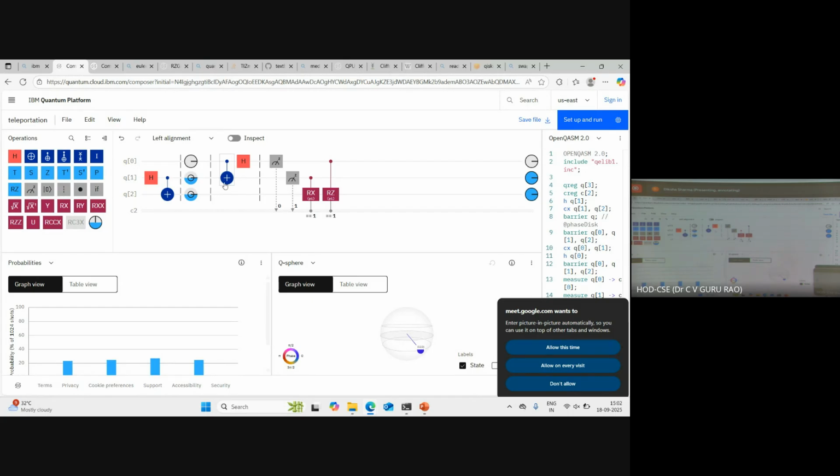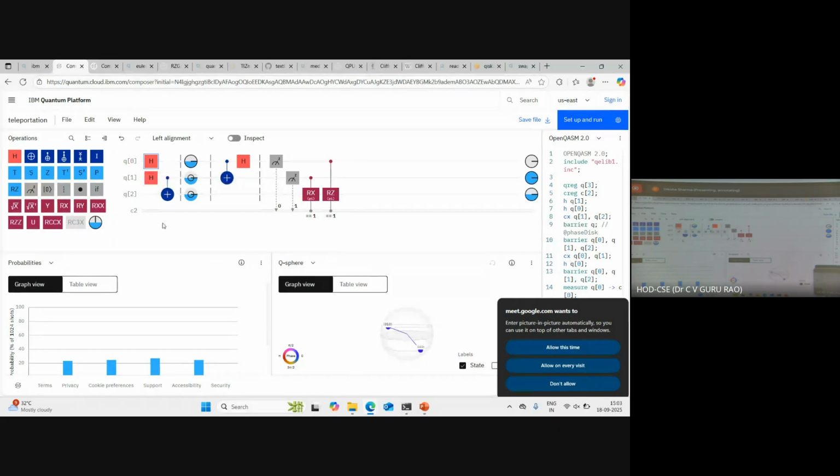Now, Q0 is the information that the source wants to send. So the source is Q1 over here, and Q0 is some kind of information that the source wants to send. So it will do some kind of operation. These are the two operations the source will do. Keep in mind that Q1 is the source and Q2 is the destination. So these are the two operations which the source will do, and after these operations, the source will do some kind of measurement.